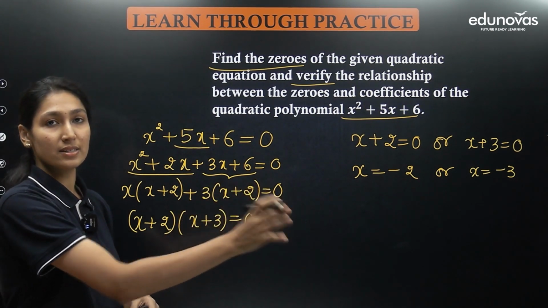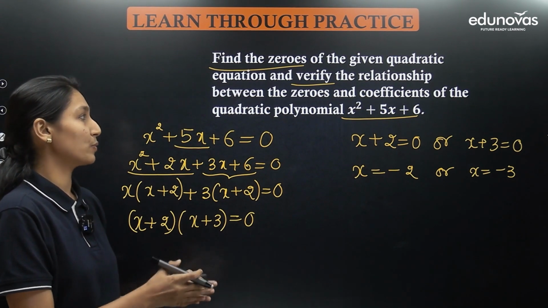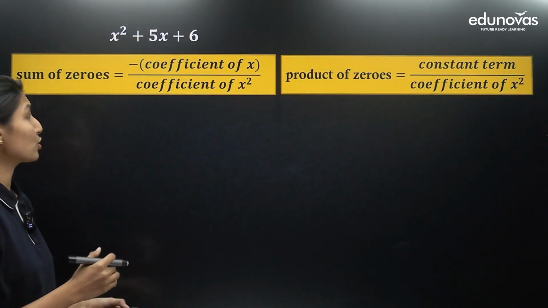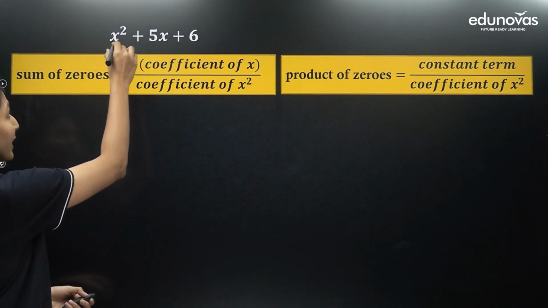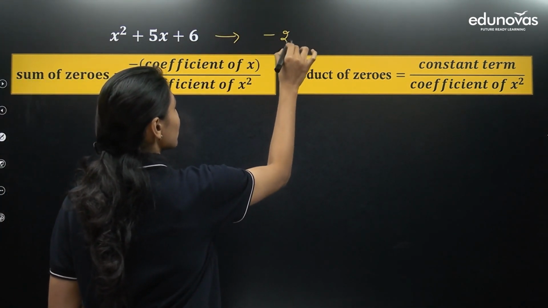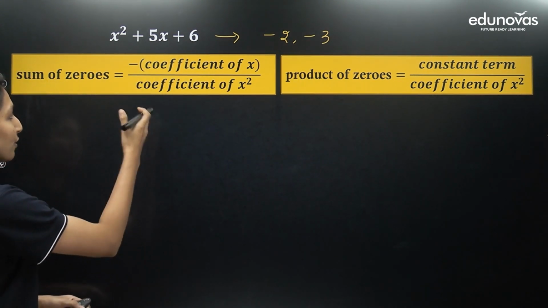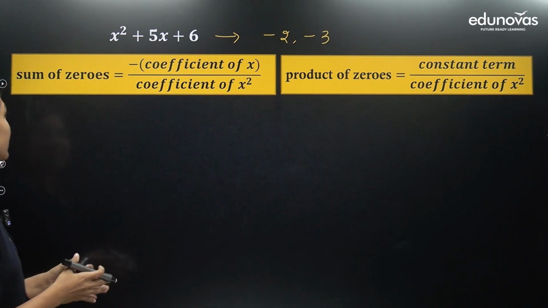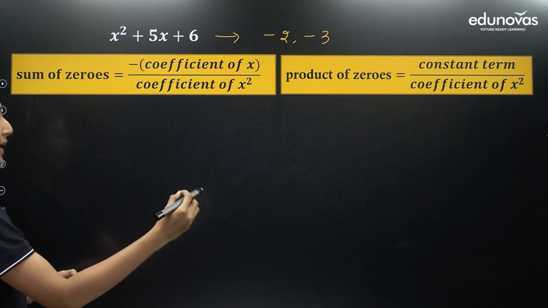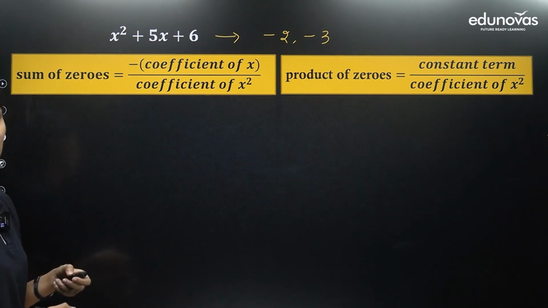So the first part is completed. Now let's look on to the second part, that is to verify the relationship between zeros and the coefficients of the quadratic polynomial. So the given quadratic polynomial is x square plus 5x plus 6. The two zeros are -2 and -3. So now let's verify the first relation. It says that sum of the zeros must be equal to minus coefficient of x over coefficient of x square. Consider the sum of zeros.